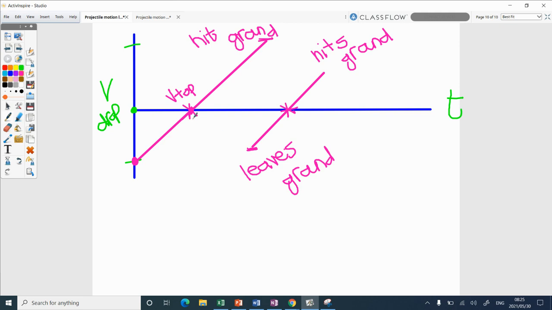So then people think this is the time it hits. That's not the time it hits. This is where it reached the top the first time. That will be the maximum height. So how would you work out the maximum height? Well, let's get back to that. We'll get back to that now. Okay, so are you happy with what the graph means?